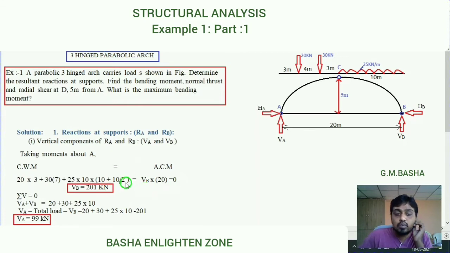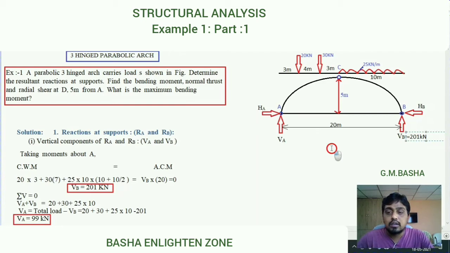If you simplify this using your calculator and take down the VB value directly, it will be equal to 201 kilonewtons. After obtaining this, please mention here itself that the value is equal to 201 kilonewtons. Okay.